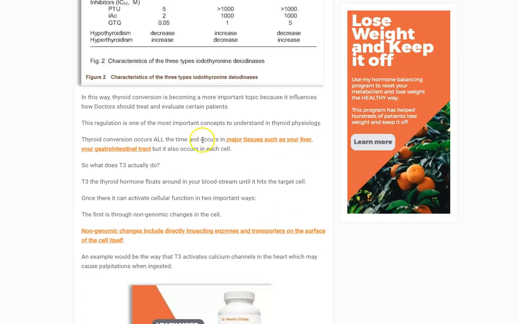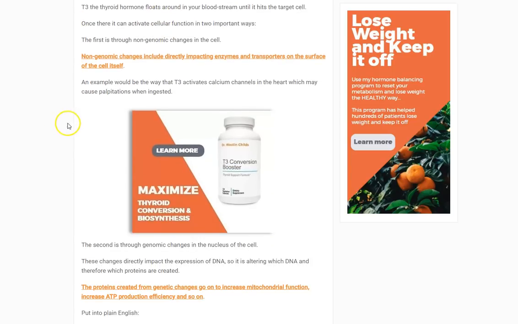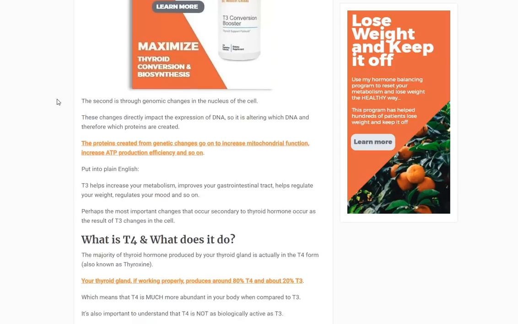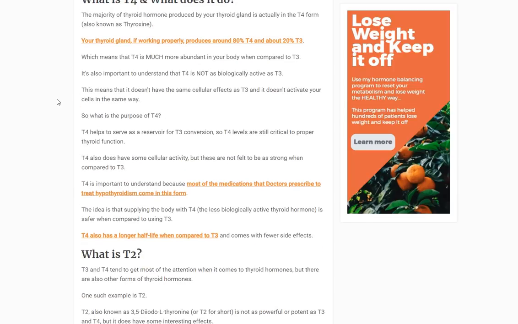So that's pretty much T3. I'm not going to get into too many other details. There are ways that you can influence the T4 to T3 conversion through supplementation, through a reduction in inflammation, and so on. But that's not really the topic that we're discussing here. So that's the overview of T3.